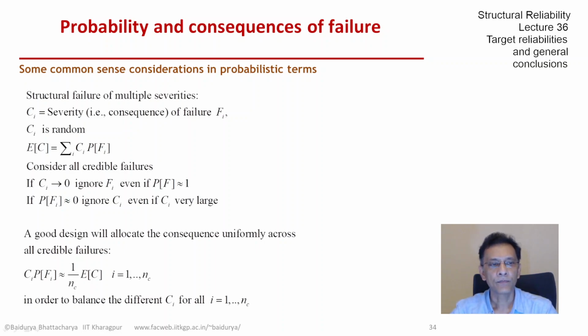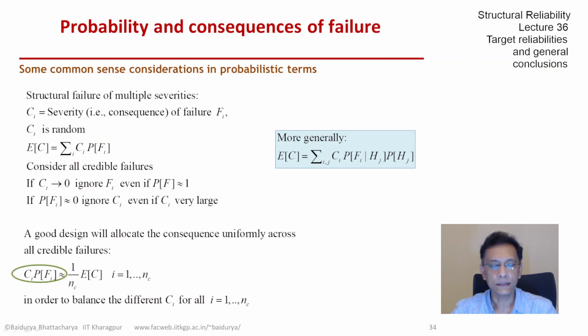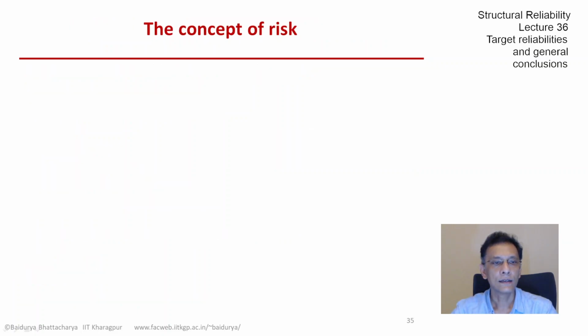More generally, if we have to bring in different hazards also, the sum will now be over both i and j, j being the jth hazard. So instead of P of Fi, we have P of Fi given Hj times P of Hj, but in principle it's the same. Now this particular quantity, Ci times P of Fi, has a certain name. It's a very well-known quantity, and we call that risk.